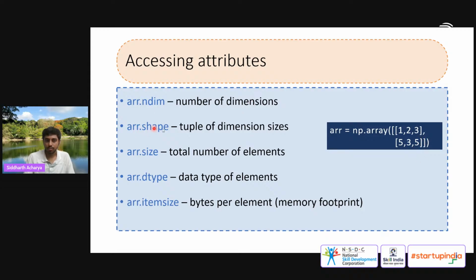arr.shape will give me the shape. Now shape is basically a tuple. First, it will have the outer dimension. The outer dimension here is what? The outer list has only two things, right?